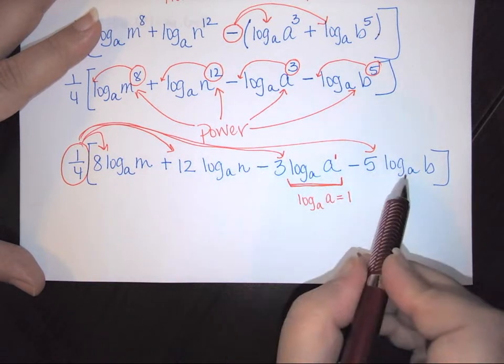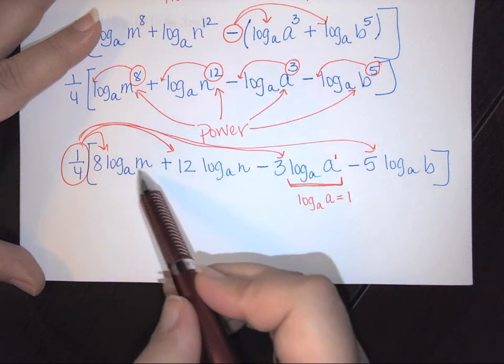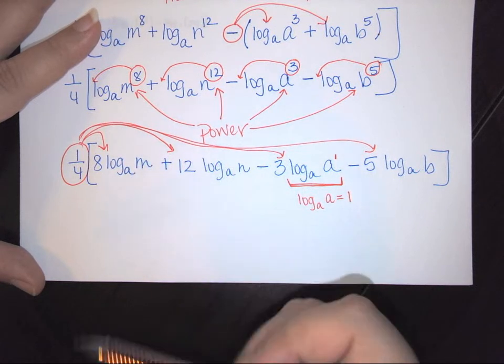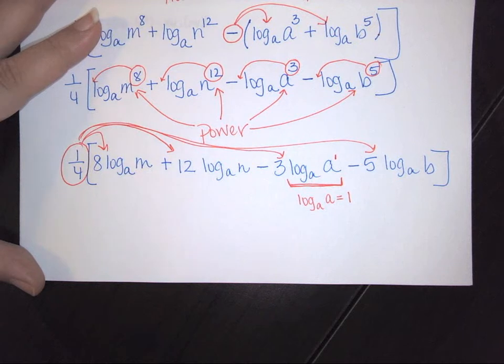None of the rest of these are going to drop out because notice the base and what we're taking the log of are 2 different variables. A does not equal m, therefore they stay.